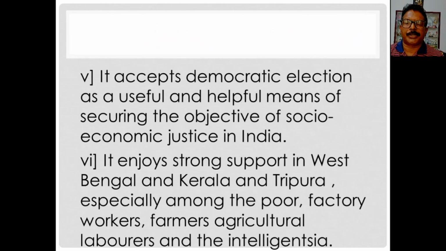It accepts democratic elections as a useful and helpful means of securing the objective of socio-economic justice in India. It enjoys strong support in West Bengal, Kerala and Tripura, especially among the poor, factory workers, farmers, agricultural laborers and the intelligentsia. At present we know Kerala is ruled by LDF led by CPIM.